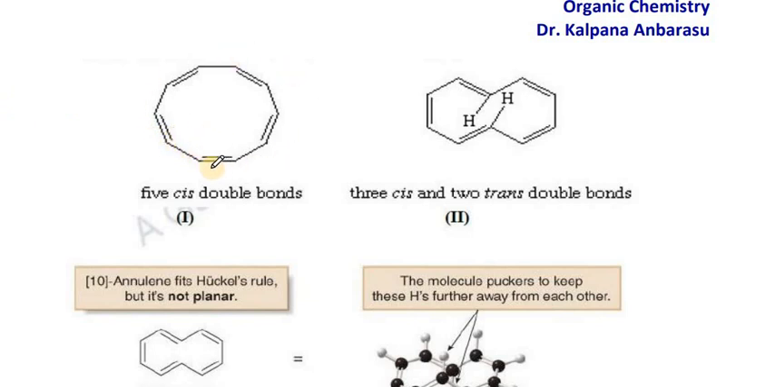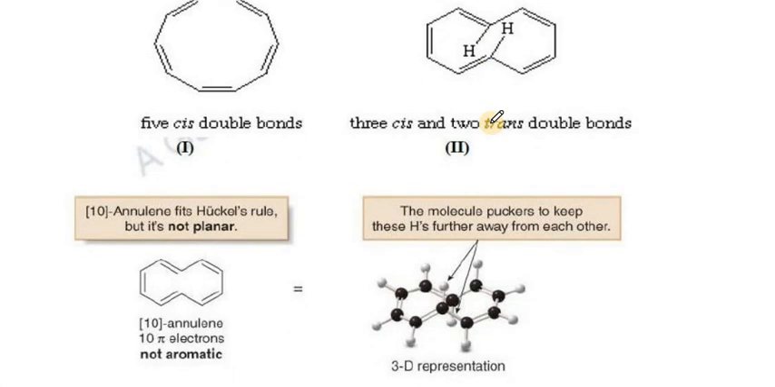If we see this structure, definitely it will have angle strain. Therefore, planarity is not possible for this ring. Immediately it changes its structure like this. Here, it is called the puckered form. But in this puckered form also, planarity is not there because these 2 hydrogens will have steric interaction. Therefore, the planarity of the molecule is not there.